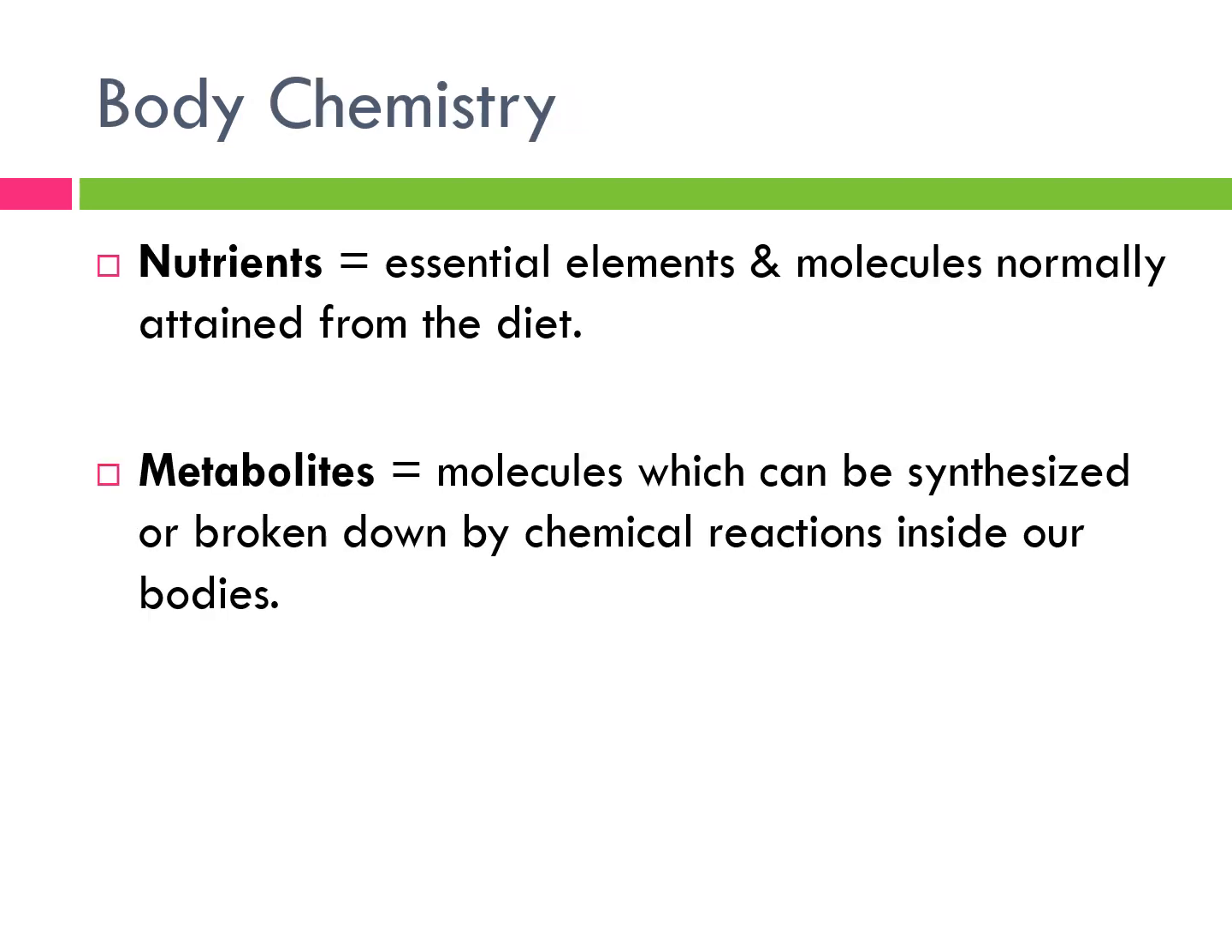Nutrients are essential elements and molecules that are normally attained from the diet that are essential for proper functioning of the body. Metabolites are molecules that can be synthesized or broken down by chemical reactions inside our bodies. So nutrients we need to consume, metabolites we can create on our own.